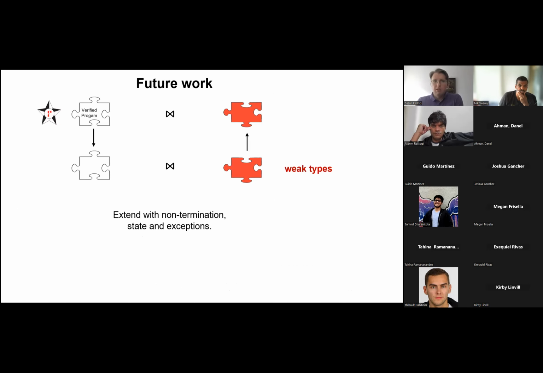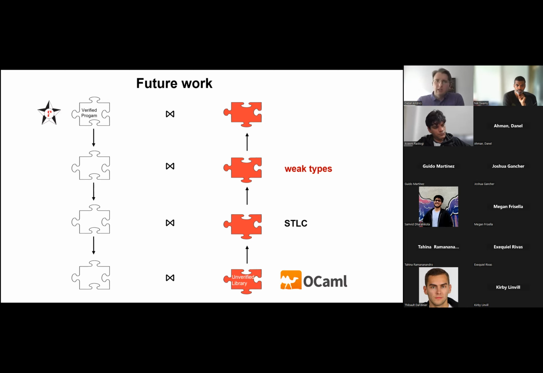So maybe I'll give you also some details about the future work. Right now, our languages are in F* and are subsets of F*. The first thing we would like to do is to extend with non-termination, state and exceptions, and maybe have an effect that can do all four of them and be able to verify code using it. But in parallel or orthogonal to this, we want to extend this to OCaml.